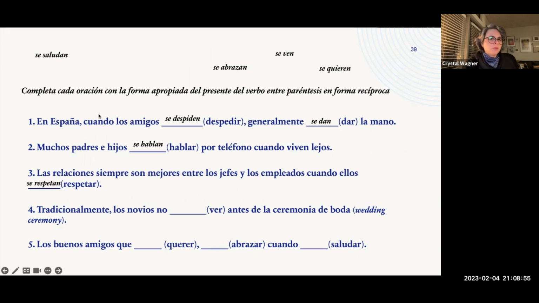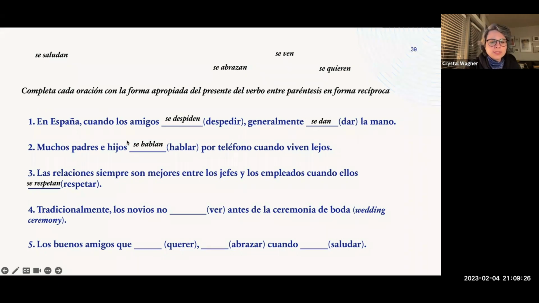So let's go over these quickly. In Spain, en España, cuando los amigos se despiden, and we remember that despedirse is to say goodbye. Generalmente, this is easy to understand, right? Generally, se dan la mano. They shake hands. This is actually one of the verbs and vocabulary that has been introduced in this chapter. All of these phrases and words are.